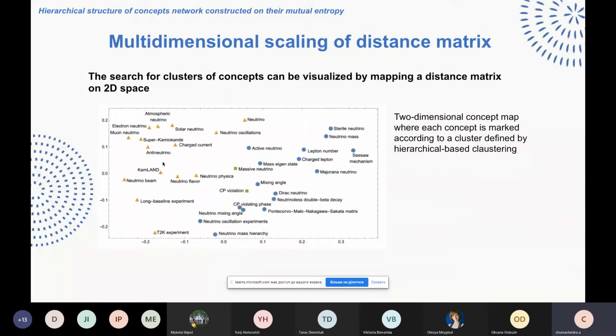Another approach is multidimensional scaling of the obtained matrix. We can simply map it onto 2D and use a hierarchical clustering algorithm to find the subtopics of this matrix. And we can see by the shape of the points that this clustering algorithm shows us the subtopics. In this case here it's more experimental concepts, and here we have more theoretical concepts, which were separated by this algorithm.